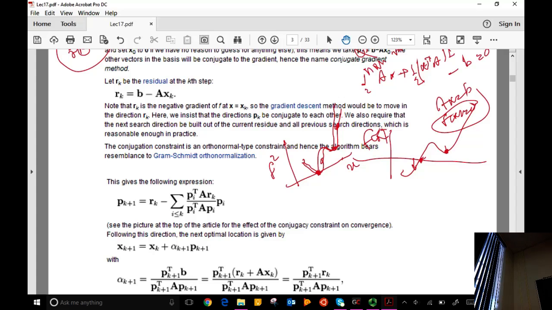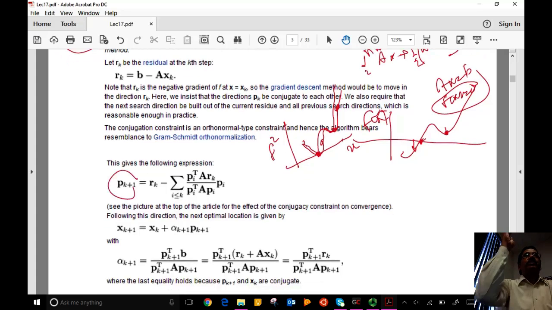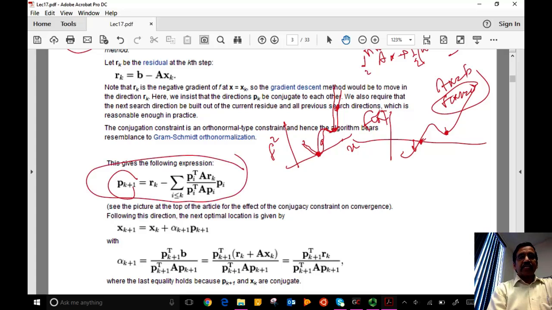Okay, so once you get pk plus 1, that is the direction. Remember, I posed the problem as two questions. One is, what is the next direction? How far should I go in that? So this formula gives us the next direction that is perpendicular to the previous direction that you have taken. And then this tells you how long you should go, that is alpha k plus 1.